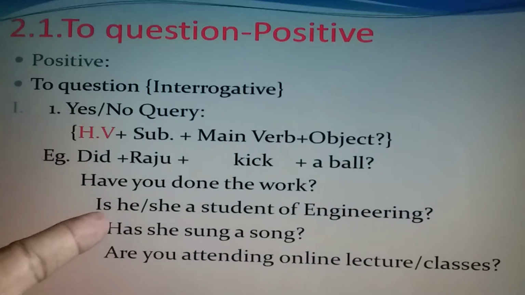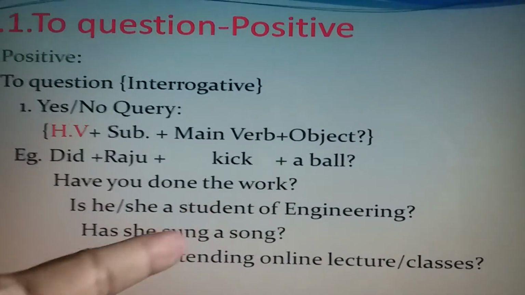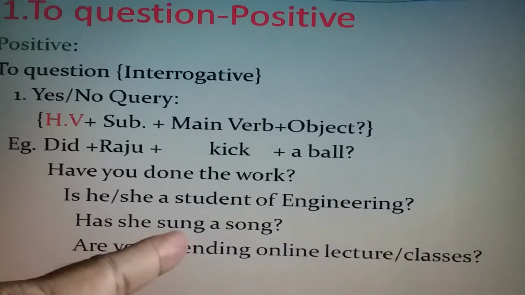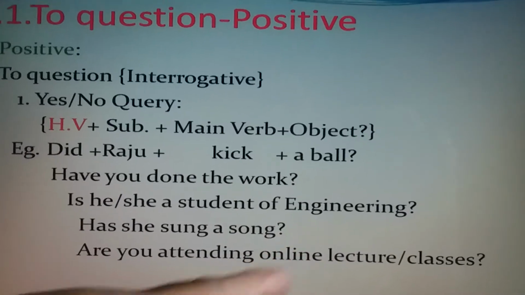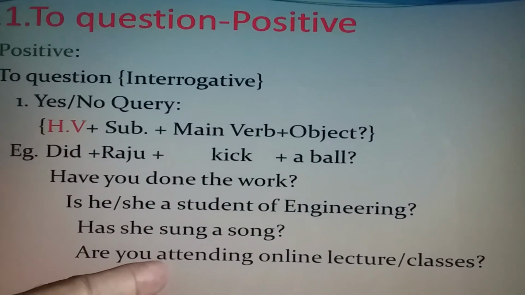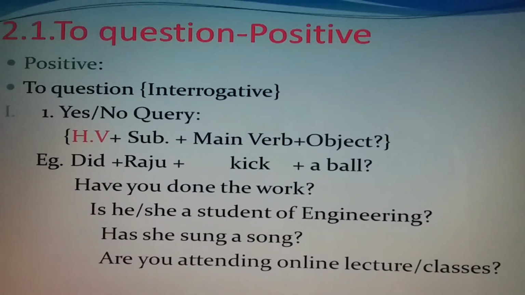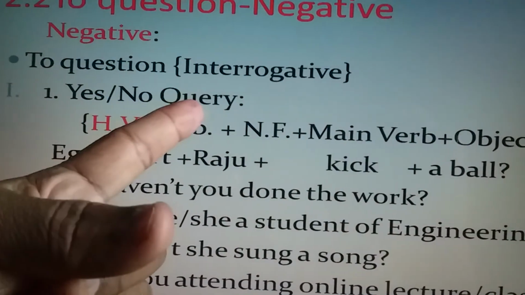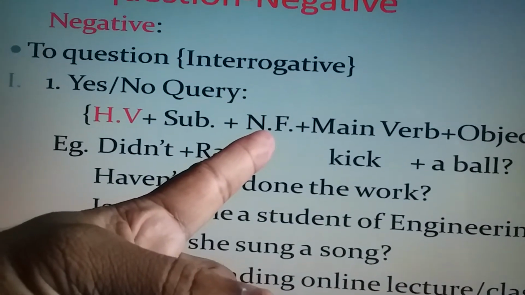In the same way, is he a student of engineering? We are asking a question. Has she sung a song? Are you attending online classes? That means this is all about the yes or no question. Let us move on to the yes or no question in negative form. So yes or no question here, interrogative, negative form. Here you can see the negative form.